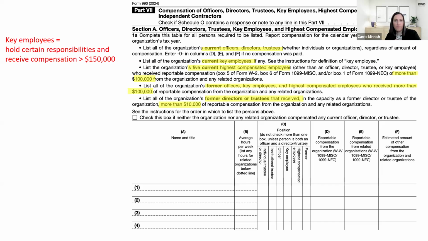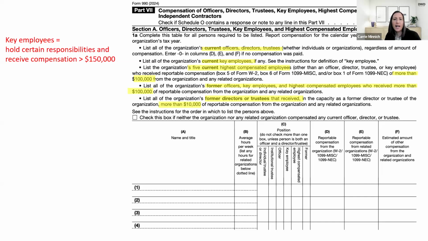So when we say current officers or directors, that's your board. Anybody that served on your board of directors at any time during this tax year, we have to list all of them. Now, we also ask for current key employees. Key employees are those individuals that hold certain responsibilities, but they also receive compensation of greater than $150,000. So if you do not have any employees that receive more than $150,000, you have no key employees to report, even though you might think they're a key employee to the organization because of their role and responsibilities. But for the IRS, they would not suffice.